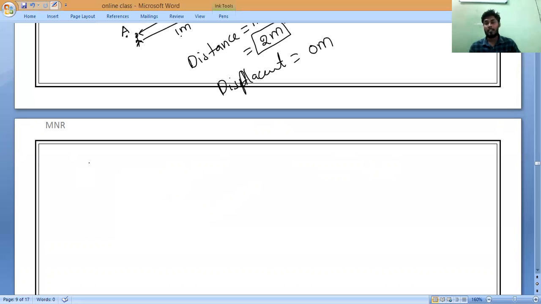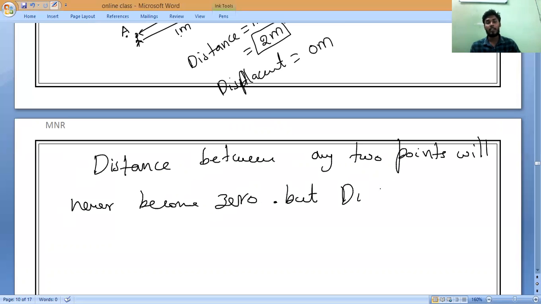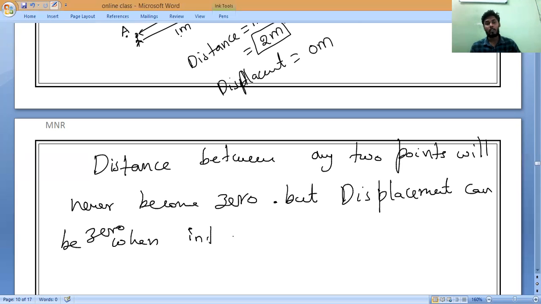So from that I can make a statement. Distance between any 2 points will never become 0. But displacement can become 0. When, guys? When we come again to the initial point, when the initial position and final position are the same.